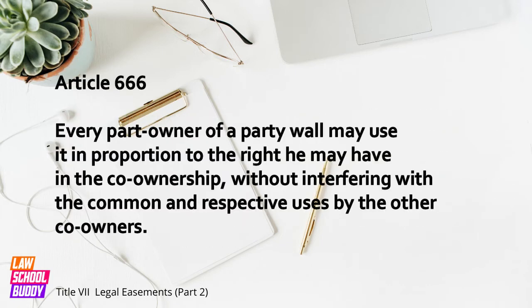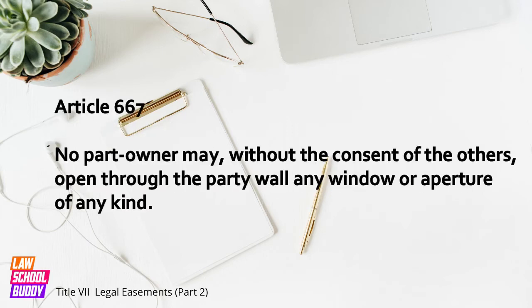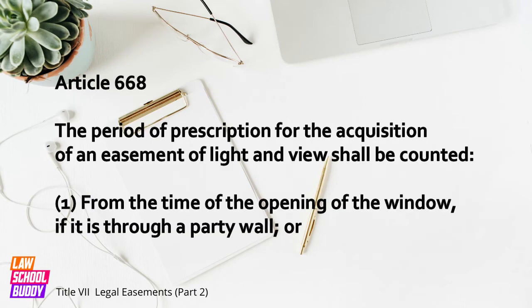Every part owner of a party wall may use it in proportion to the right he may have in the co-ownership, without interfering with the common and respective uses by the other co-owners. Section 5. Easement of light and view. Article 667. No part owner may, without the consent of the others, open through the party wall any window or aperture of any kind. Article 668.